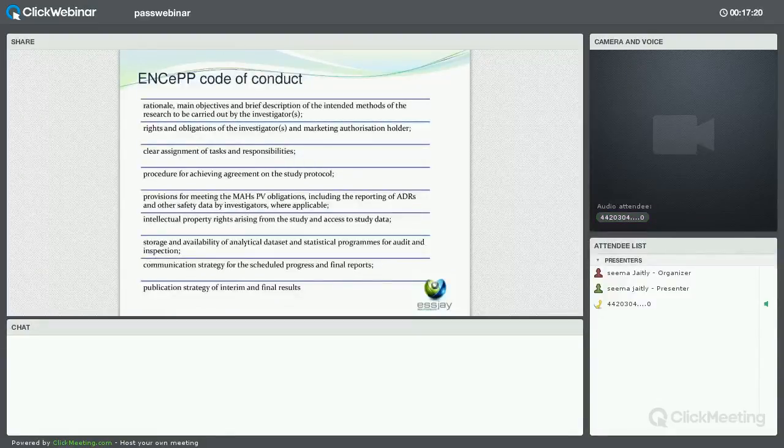Communication strategy as well needs to be considered, and that's for your progress and final reports, and then publication strategy and who's going to be overseeing that for your interim and your final results. And make sure that there is agreement through with your principal investigator and the marketing authorization holder.